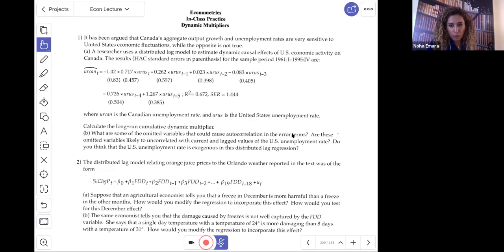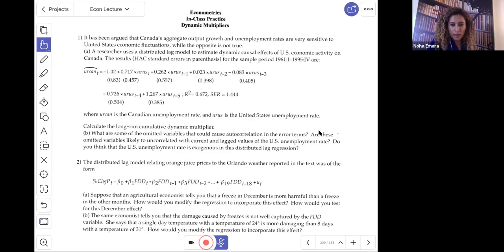So we need, in other words, to think about the error term. The error term would include anything or other factors affecting the unemployment rate in Canada. And these other factors inside the error term might be correlated over time. So I need to think about what other factors affecting the unemployment rate in Canada might be correlated over time and causing the serial correlation problem. This is the first part.